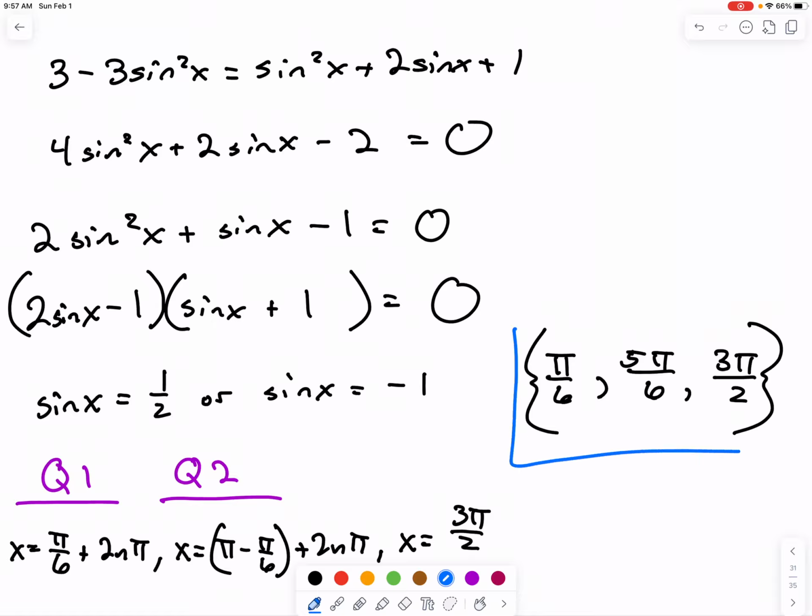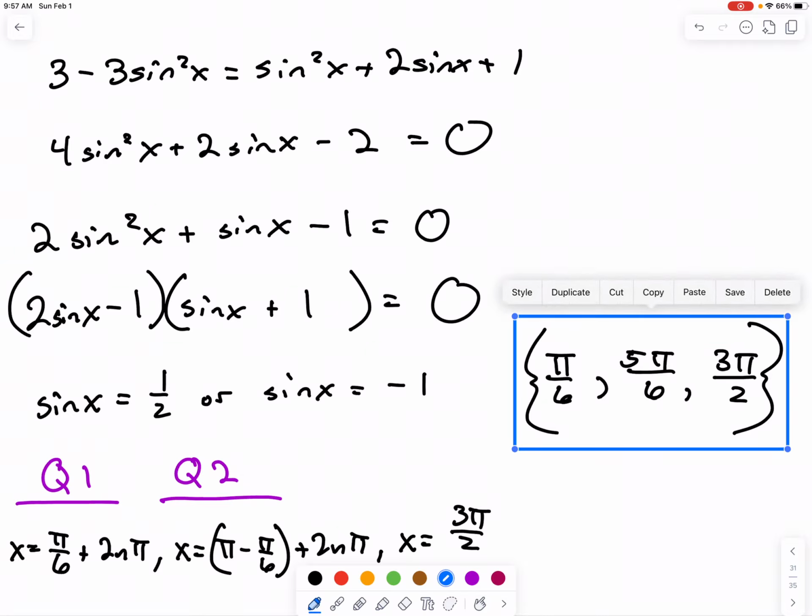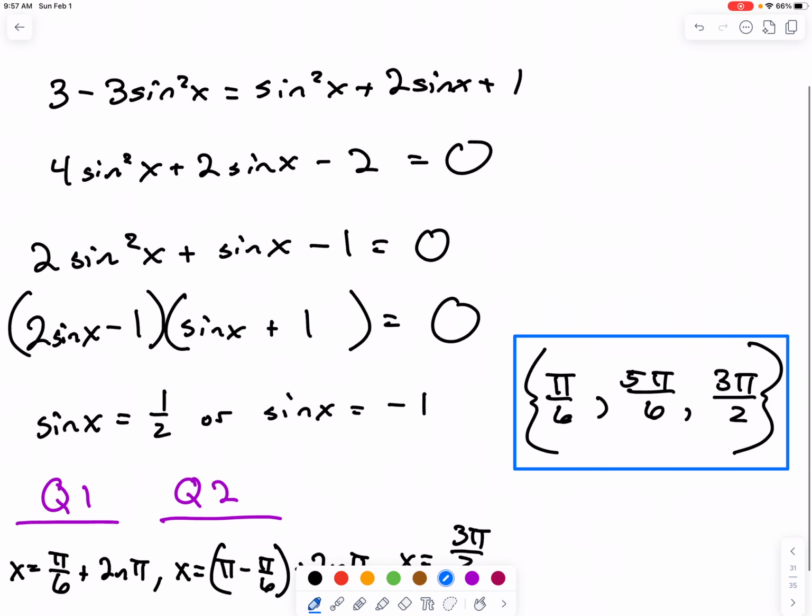I'm just going to compare this to my prepared notes. We've been at this for a while, so I don't know about you guys, but I'm a little bit exhausted, okay? All right, pi over 6, 5 pi over 6, and 3 pi over 2. Let's see, how do we do? And again, we could check it in the original.